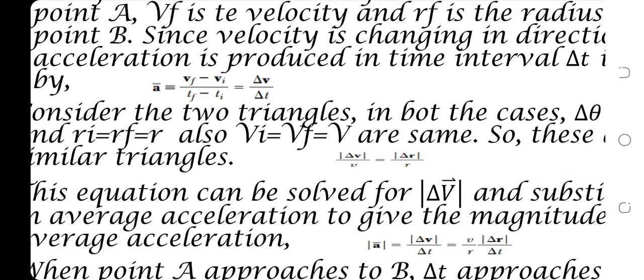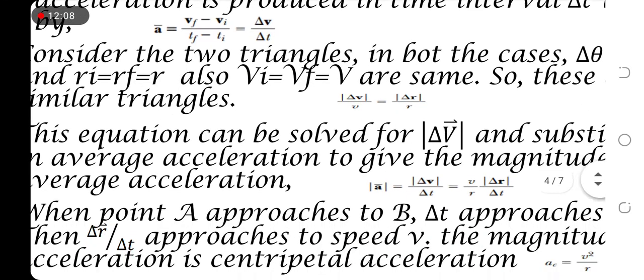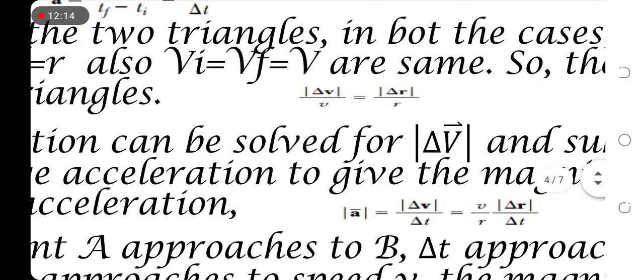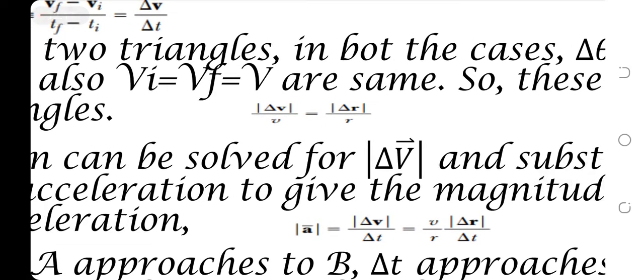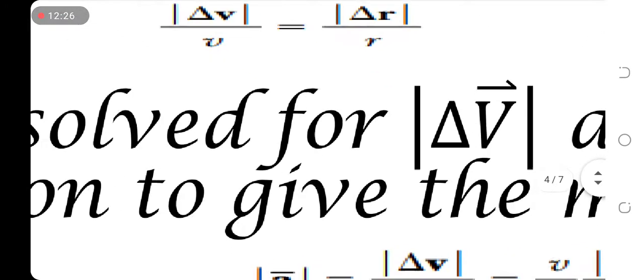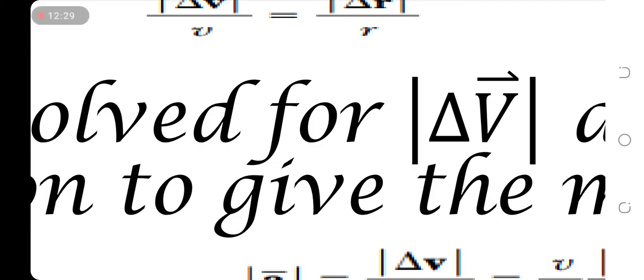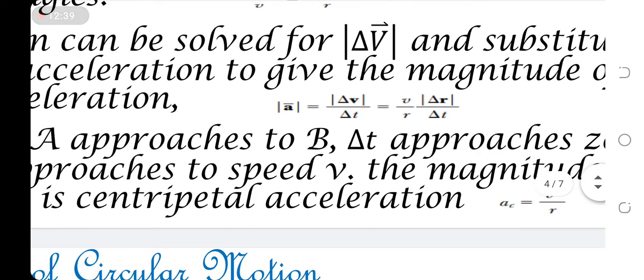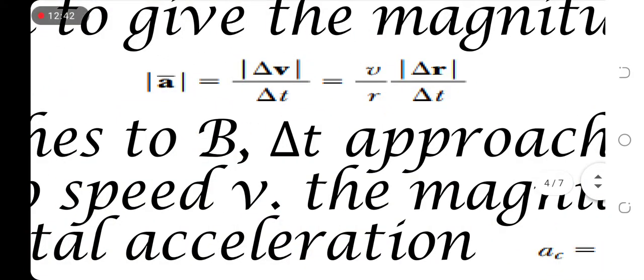Finding the value for the delta V and substituting the above equation in delta V. Here, when we use the boldface, no need of arrowhead above, and when we use the simple characters, we put an arrow above it. So putting the value of delta V, we get a value V over R, magnitude of delta R over delta T.